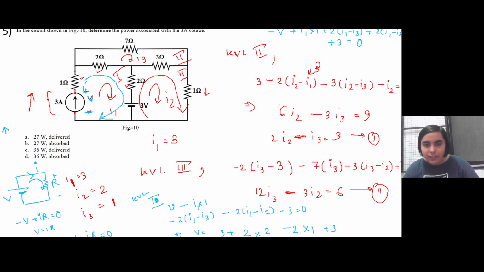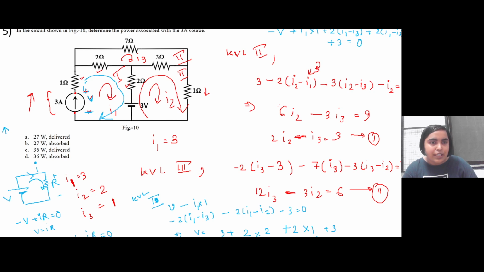So B will be equal to 3 plus 4 minus 2 plus 3. So it is 6 plus 10. So it is 8. Sorry, am I doing everything correct? Sorry, this will be plus, right? So you're taking everything on the other side. So it will be plus I1 minus I2 is 1. So it will be 3 plus 3, 6 plus 4, 10, 12. Sorry, this will be 12. V will be equal to 12.